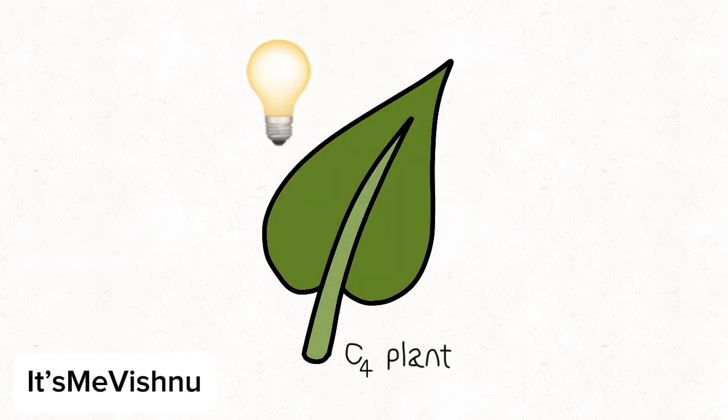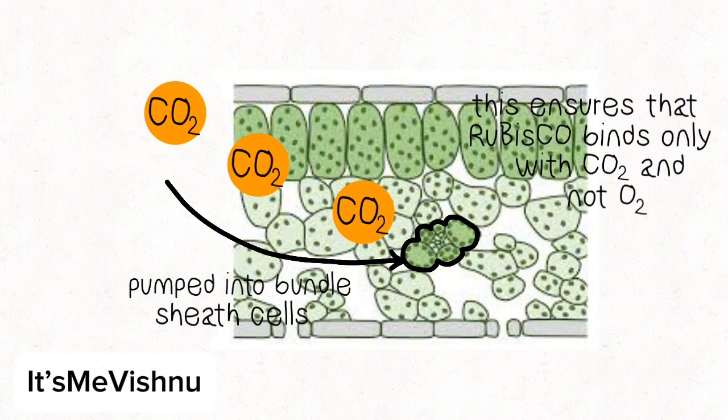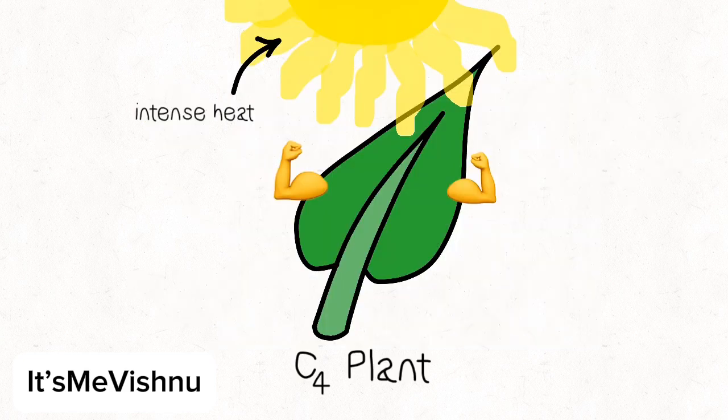But C4 plants have a clever solution. They pump extra carbon dioxide into the bundle sheath cells, ensuring Rubisco only binds with carbon dioxide and not oxygen. That's why C4 plants have almost no photorespiration, making them far more productive in hot, sunny environments.